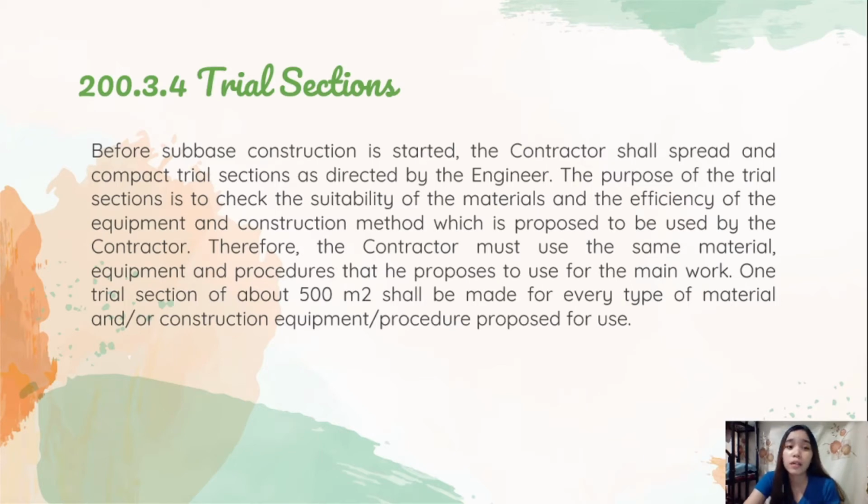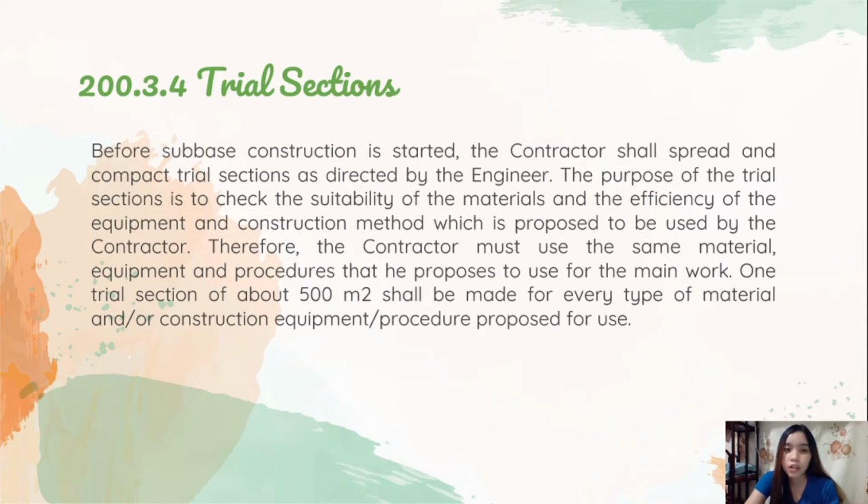One trial of about 500 square meters shall be made for every type of material and/or construction equipment and procedures proposed or used. Then, after the final compaction of each trial section, the contractor shall carry out such field density tests and other tests which are required as directed by the engineer.